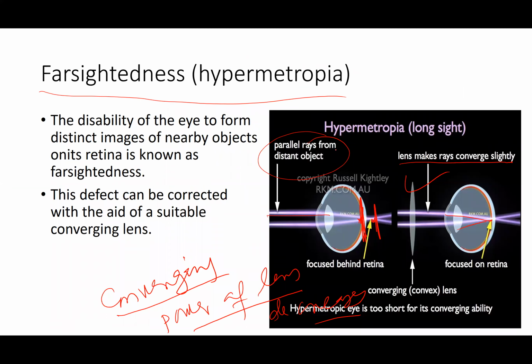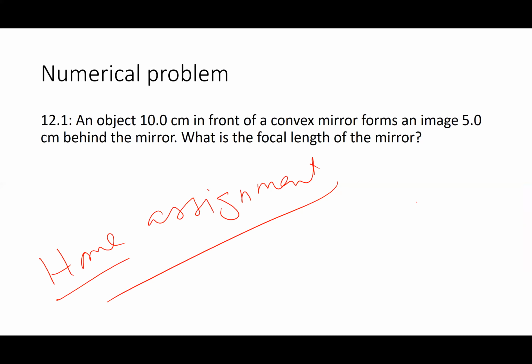Farsightedness: the disability of the eye to form a distinct image of near objects on its retina is known as farsightedness. In this, the converging power decreases. To increase it, we will use a converging lens in front of the eye lens.